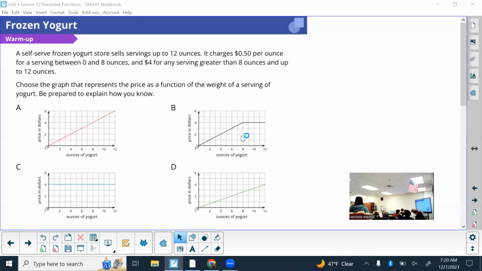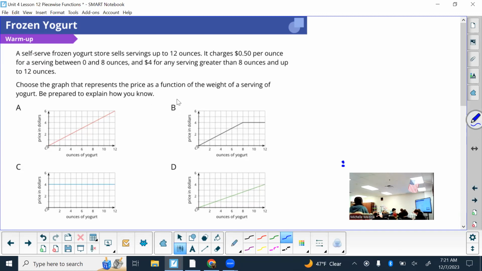So raise your hand if you thought the situation was best represented by A. Okay. Raise your hand if you thought it was best represented by B. Raise your hand if you thought it was best represented by C. And lastly, raise your hand if you thought it was best represented by D. Okay, so good job, guys. B is correct. And why is B correct?